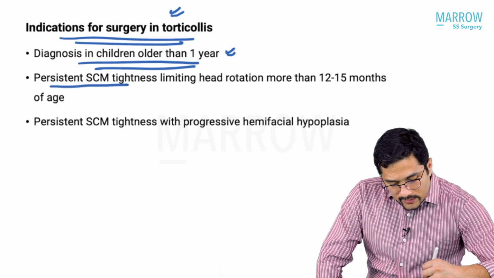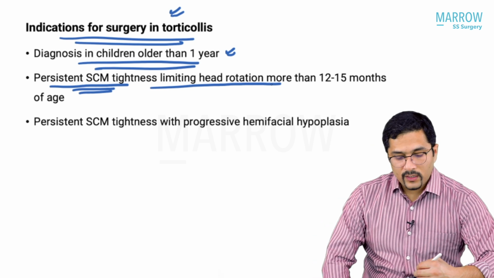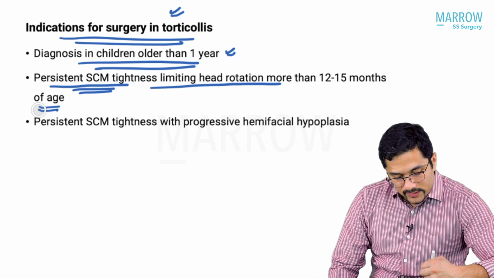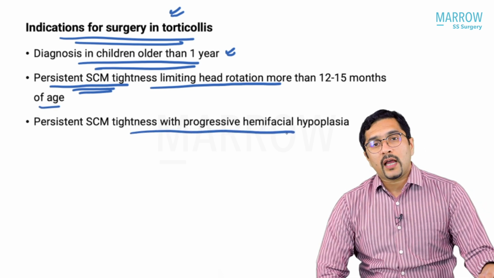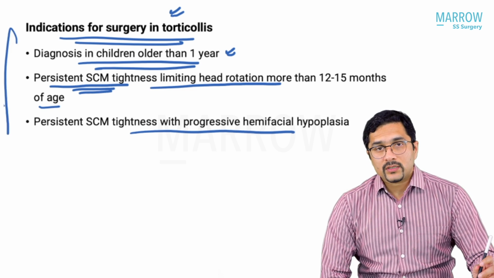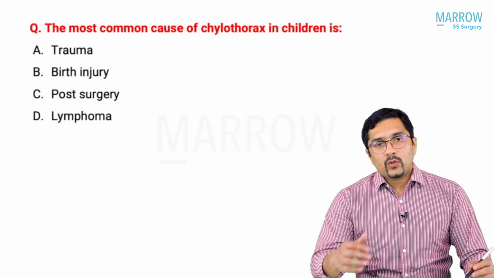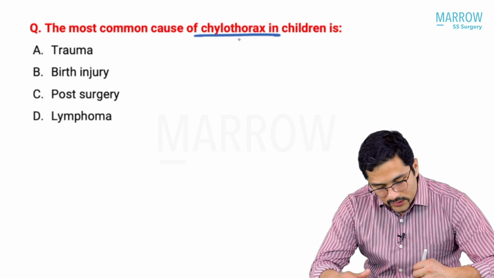If there is persistent sternocleidomastoid tightness limiting head rotation for more than 12 to 15 months of age, or if there is persistent sternocleidomastoid tightness with progressive hemifacial hypoplasia, these are the indications when we need to carry out surgery in patients with torticollis. What is the most common cause of chylothorax in children?